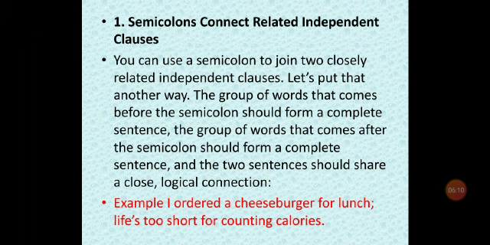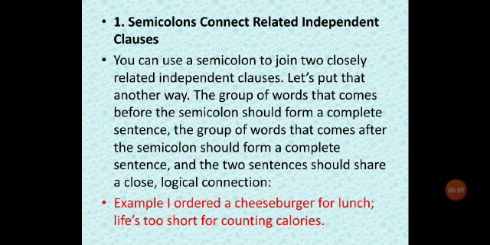So the very first use of semicolon is to connect related independent clauses. But what are the independent clauses? The group of words that comes before the semicolon should form a complete sentence. It means it is conveying a complete thought. The group of words that comes after the semicolon should form a complete sentence too. And the two sentences should share a close logical connection also.